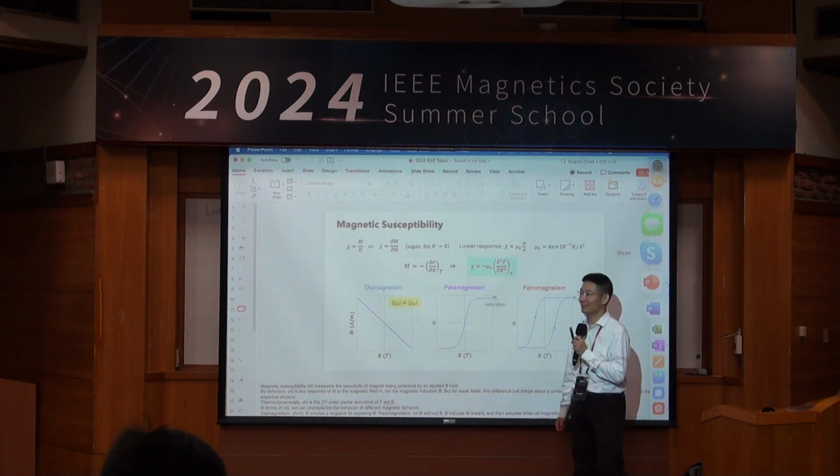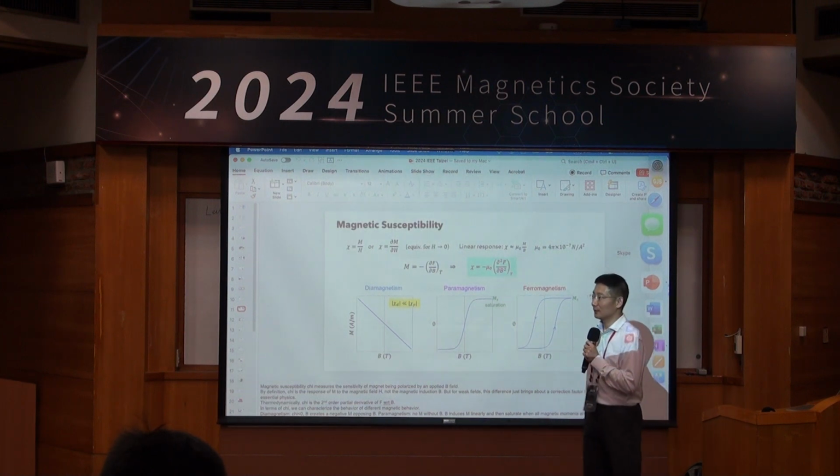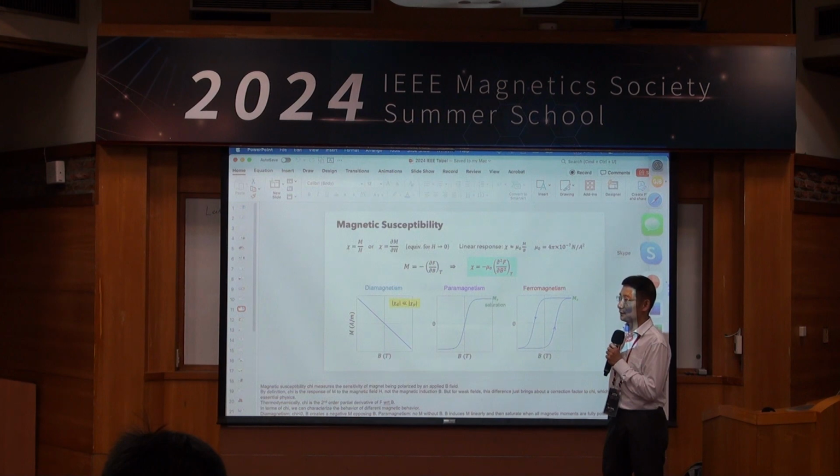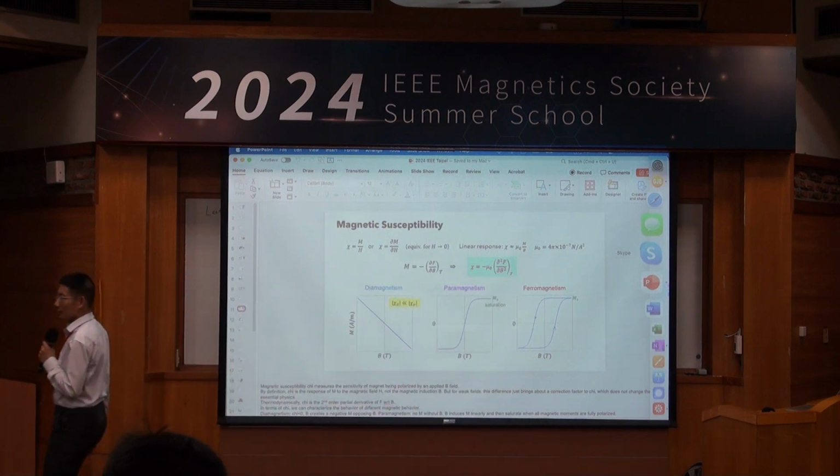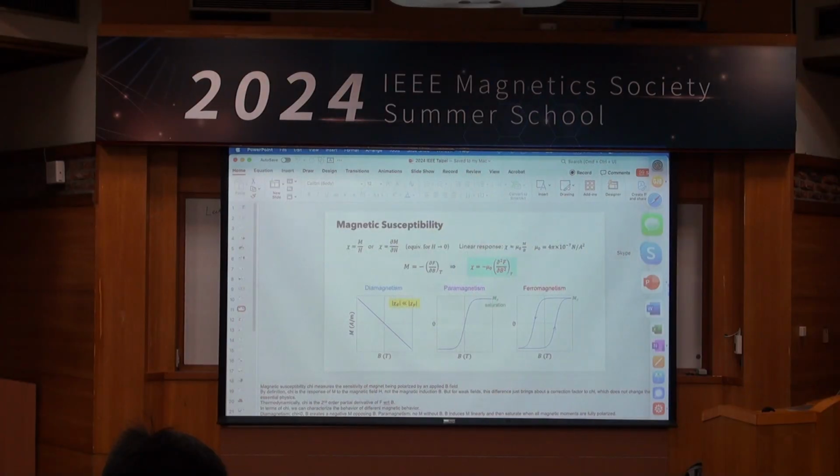Okay. And could you have a material that at room temperature is ferromagnetic and at lower temperature paramagnetic? I'm sorry? I mean, can we have a material that at room temperature is ferromagnetic and at lower temperature paramagnetic? Oh yeah, that's a good question. In the next section or two, we will discuss this topic in detail.